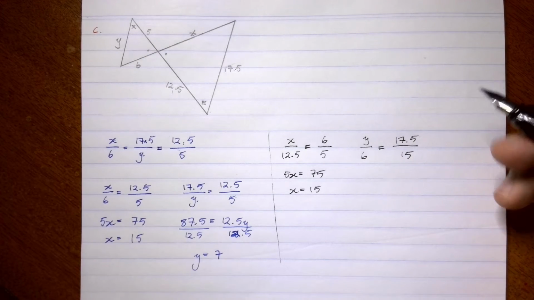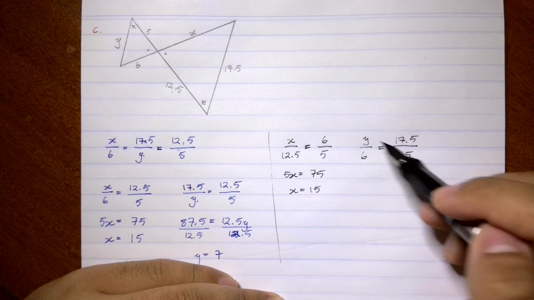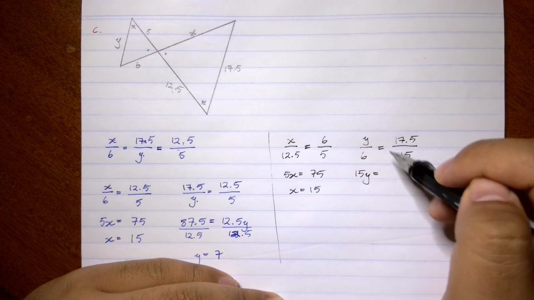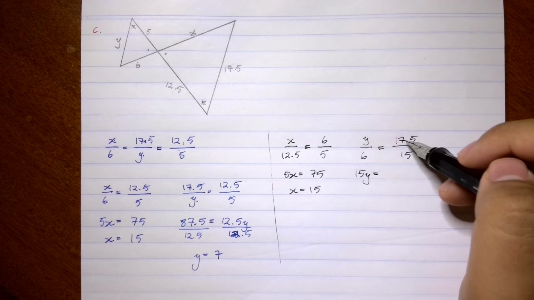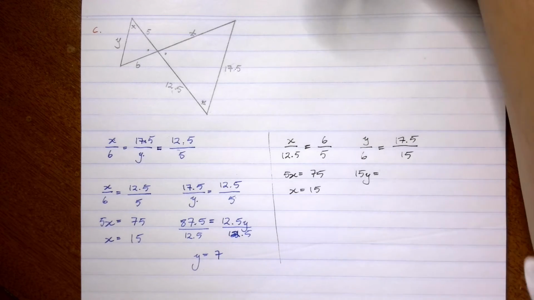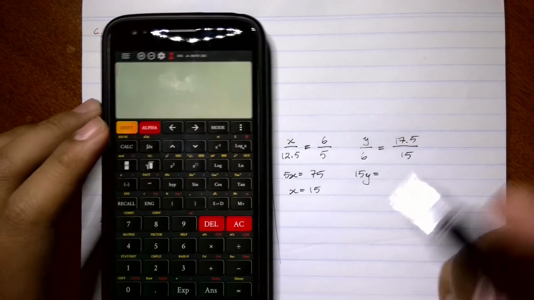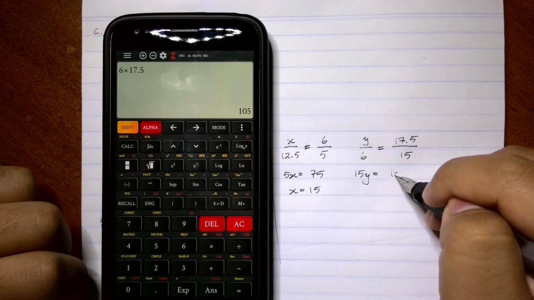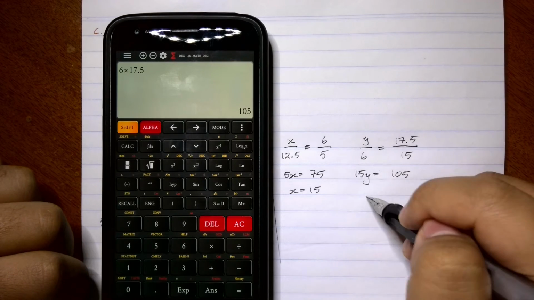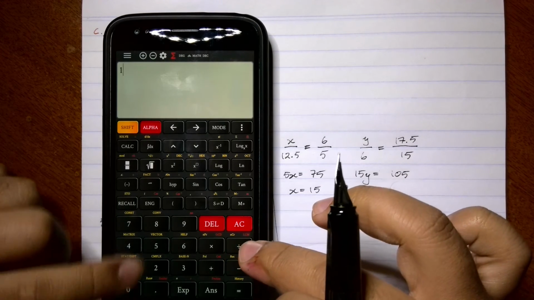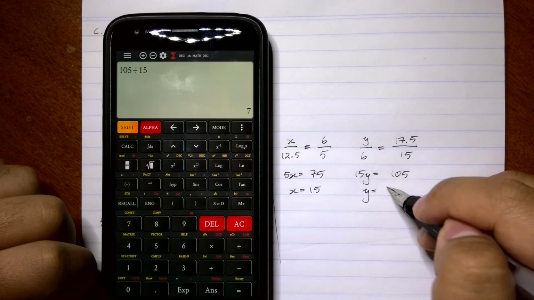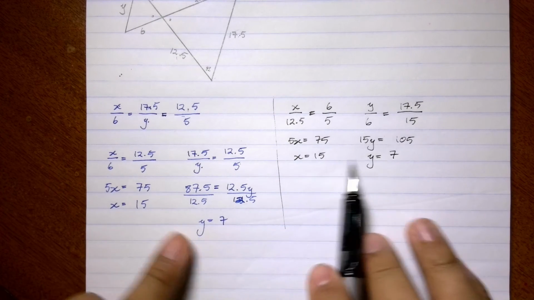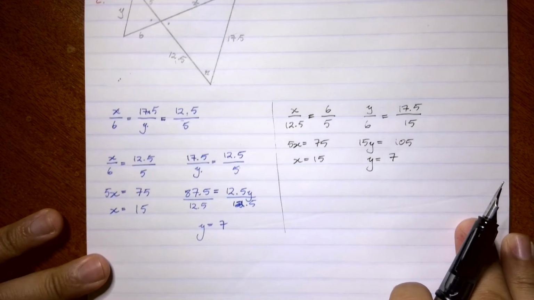Okay, so solving this problem, cross multiplying, we get y times 15, that's 15y. 6 times 17.5. That is taking too long. Let's just rush it. 6 times 17.5 gives us 105. Dividing both sides by 15, 105 divided by 15 gives us 7. As you can see, both methods yield the same results.